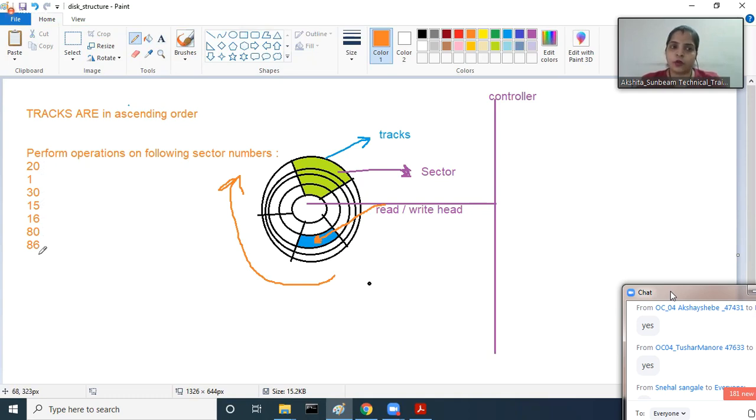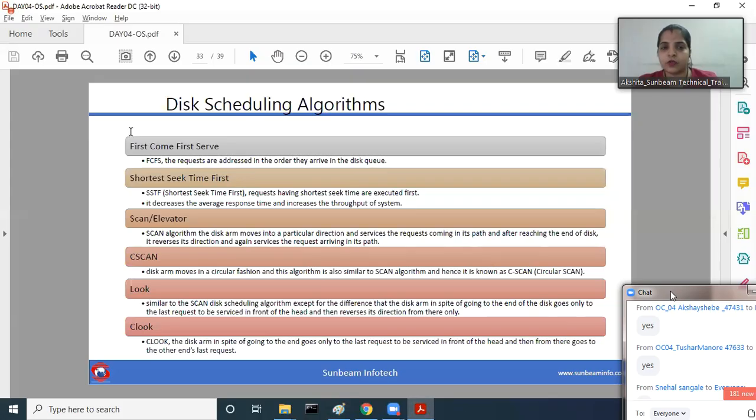Second, I'll say whoever is near to 20, I will cover that. Maybe 20, 15, 16 I will cover, then 1, then I'll go to 30, then 80 and 86. This can be the sequence. Or maybe I'll start from the end: from 86 to 80, 80 to 30, then 20, 16, 15 and 1 and so on. So I cannot decide directly which criteria I should follow. So for that, you use disk scheduling algorithms.